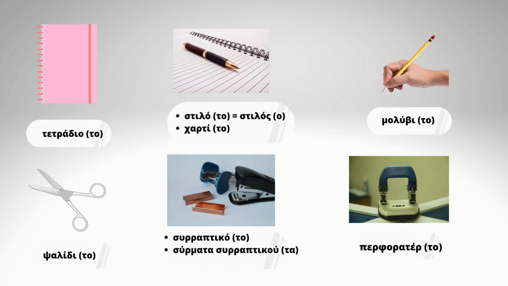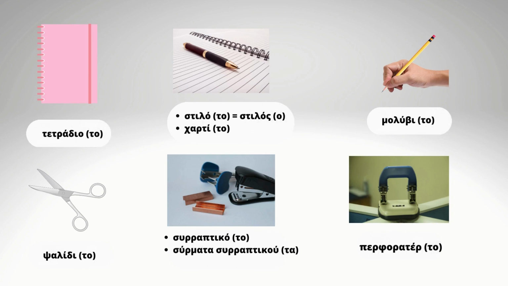So the words for these objects are το συρραπτικό, this is the stapler, το συρραπτικό, and σύρματα συρραπτικού, τα σύρματα συρραπτικού. This is a plural form because we put inside of the stapler many stapler wires. So it's kind of logical. Τα σύρματα συρραπτικού. Okay. And afterwards we have the word for a pencil, which is very easy.